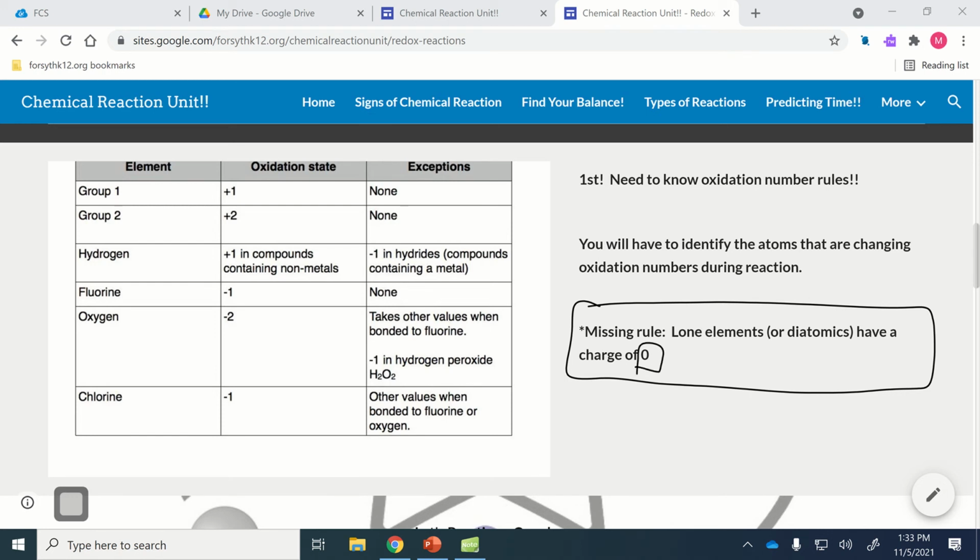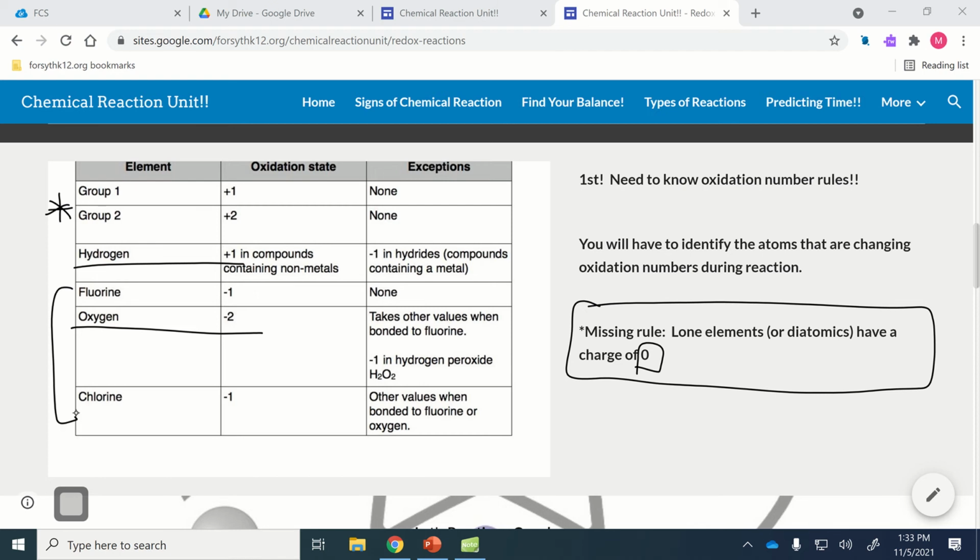All right? So that's where we had the oxidation reduction between sodium and chlorine, because they both were initially zero, and then they became charged. One went up, one went down. Okay? So lone elements are always zero. But again, just to hit these, oxygen pretty much take that as -2. Hydrogen pretty much always +1. There's no real questions about group 1 and group 2.